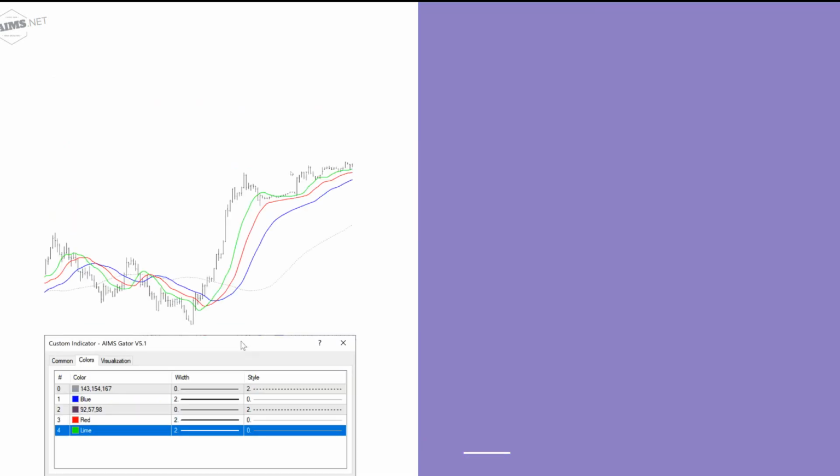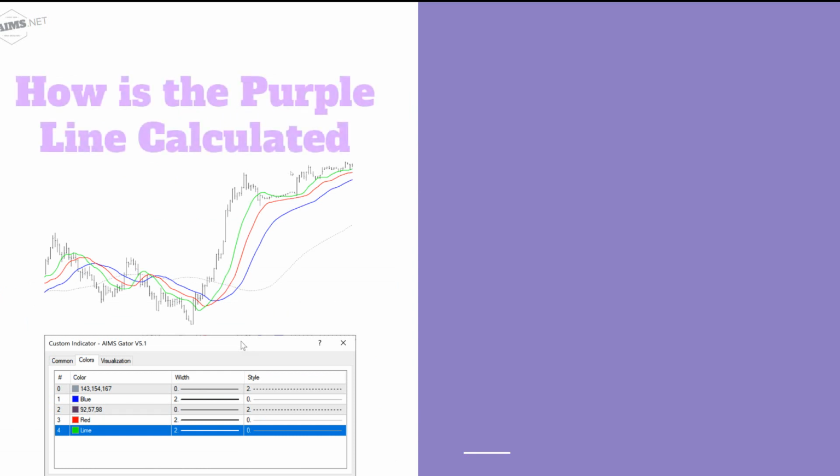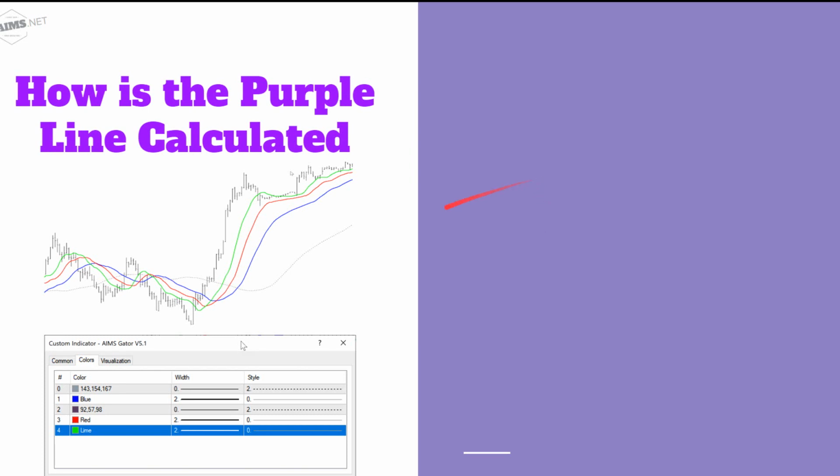Now let's look at the purple line. How is the purple line calculated? A lot of people ask me, and I used to keep it a secret with me, but there's no use. I will tell you. So this is the purple line. As you can see, the Gator is open with green above the red, red above the blue, and the blue is above the purple.